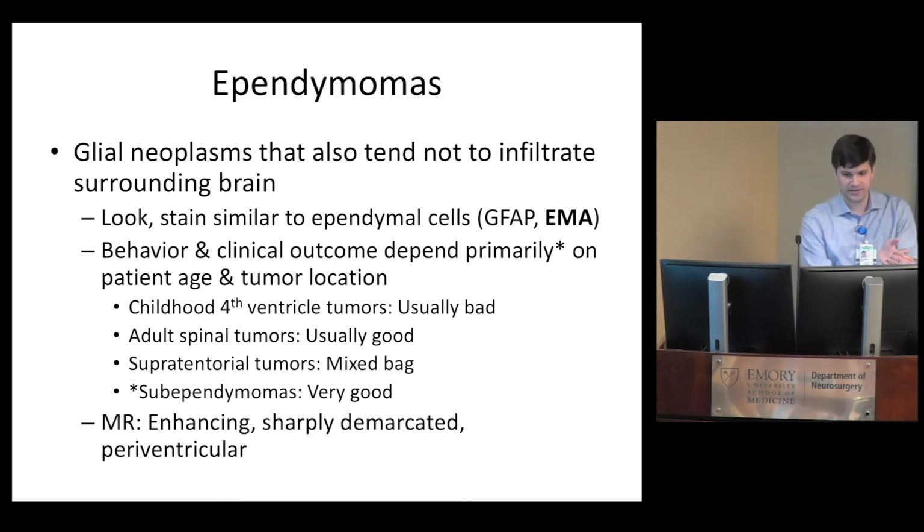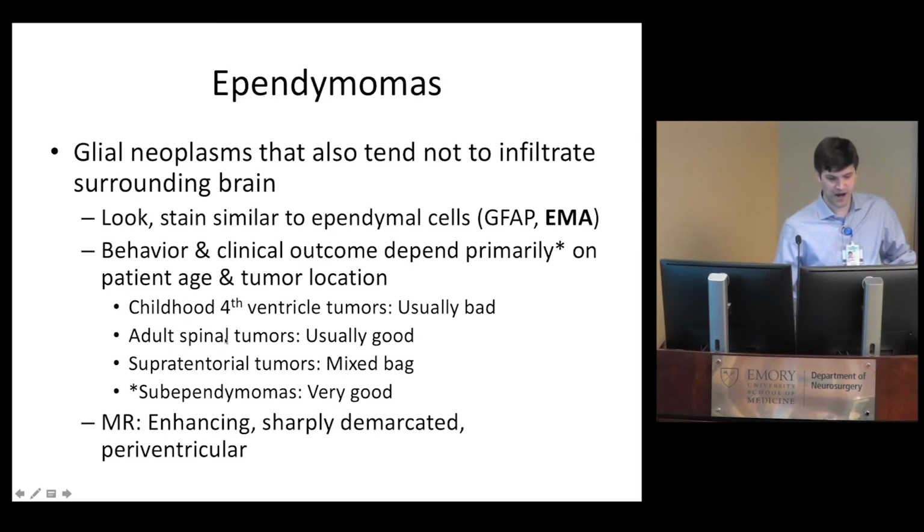This is, as the name sort of alludes to, a protein typically seen expressed in epithelial cells, but ependymomas will also show EMA, and ependymal cells in general show EMA expression. So the behavioral and clinical outcome of an ependymoma depends primarily upon how old the patient is and where the tumor is. Ependymomas that look exactly alike can have a very different clinical outcome based upon whether they are, say, in the fourth ventricle of a child, in which case the outcome is usually bad.